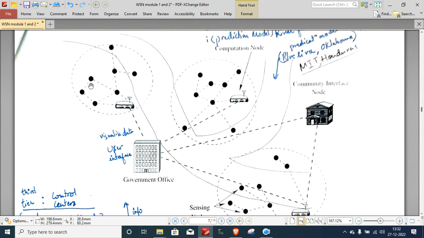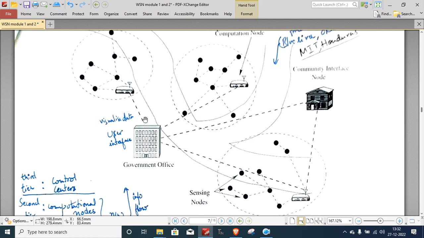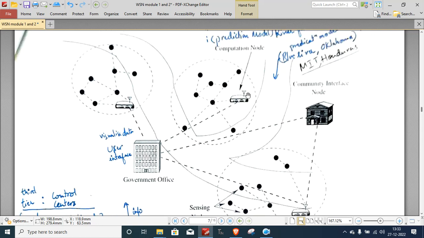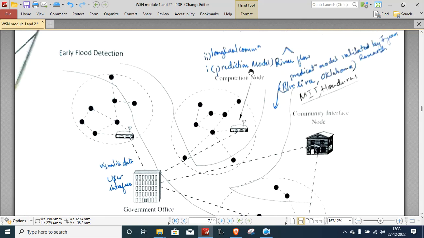clusters in turn involve sensor nodes, and in turn sensor nodes are connected to computational nodes. Computational nodes are the places where long haul communication happens, as well as they are the ones on which the prediction model actually works to estimate the river flow. And this prediction model is basically based on Blue River of Oklahoma, and this prediction model has been validated for 7 years of research.